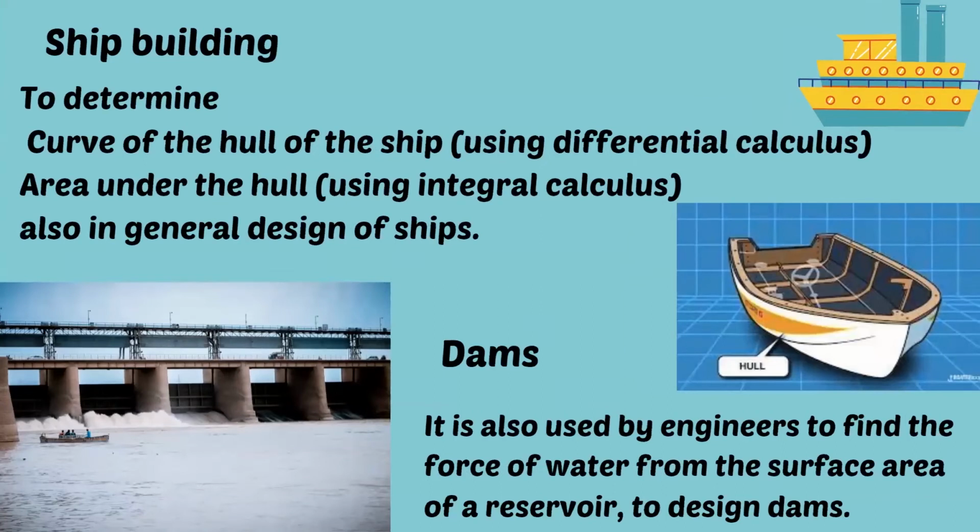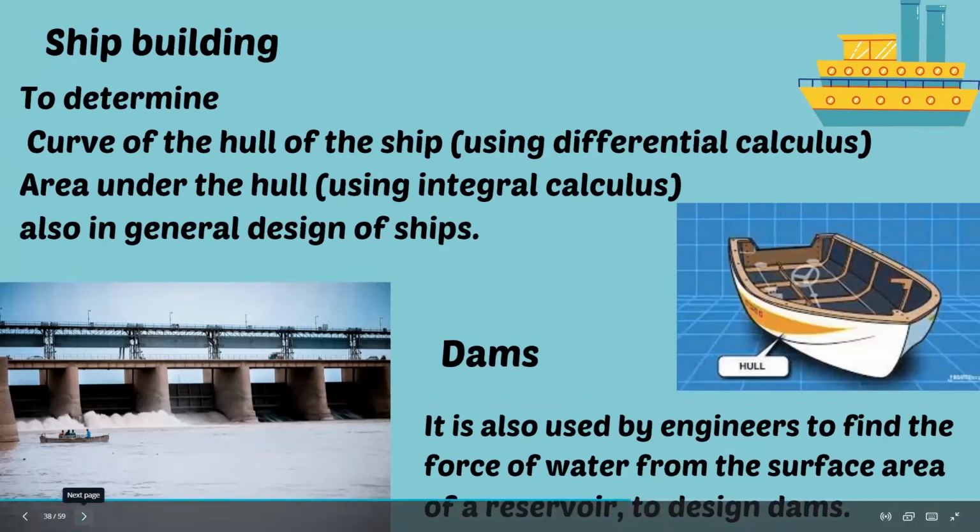So the first one is shipbuilding. You can see in the diagram a hull, which I have marked here. The curvature of the hull is calculated by differential calculus. Then the area under the hull, and we know area is calculated by integrals. So in shipbuilding we need both differential as well as integral calculus to compute these two things. Then it is also used in the construction of dams. We may need to find out the force with which the water will flow, or how we have to design these dams. In this area also, calculus plays an important role.